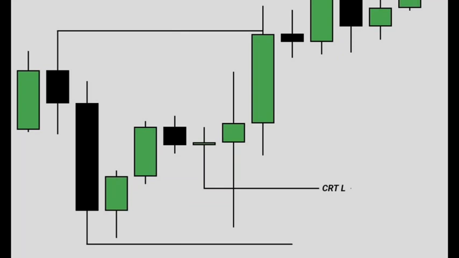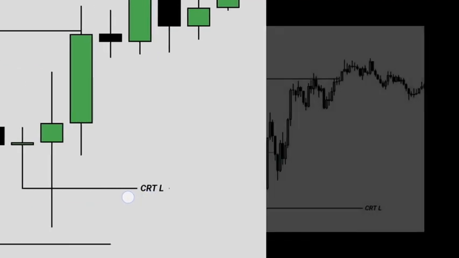So always mark out the low close to your CRT low, because most of the times the market will come, sweep your CRT low and also sweep the low that is close to your CRT low. And your target should always be the next draw on liquidity, as you can see. So let me show you the example of the entry.